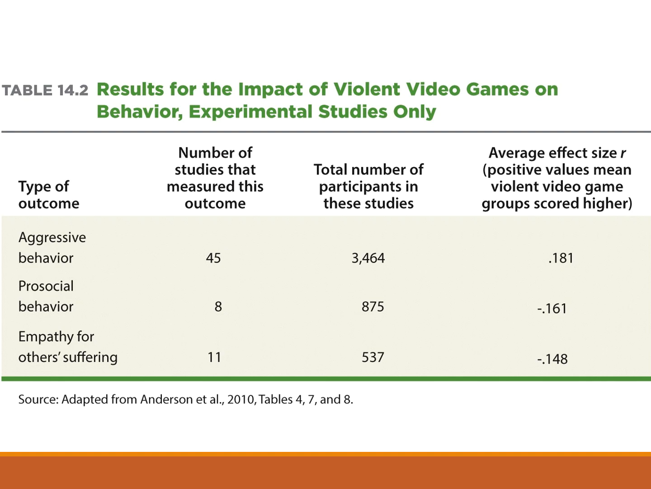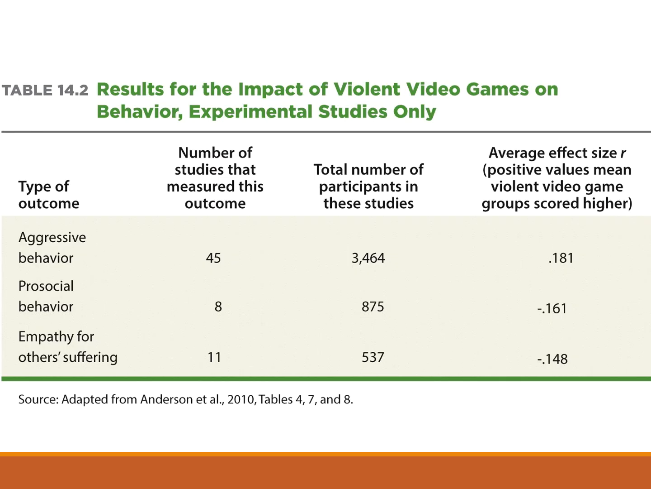Within these studies, we can look at the total participants. So we have 3,464 participants in the aggression behavior studies across those 45 studies. We have 875 across the 8 pro-social studies, and we have 537 across the 11. Now, this doesn't tell us who these people are, what their backgrounds were, and that is also information that we want. But we can also look at then the average findings.